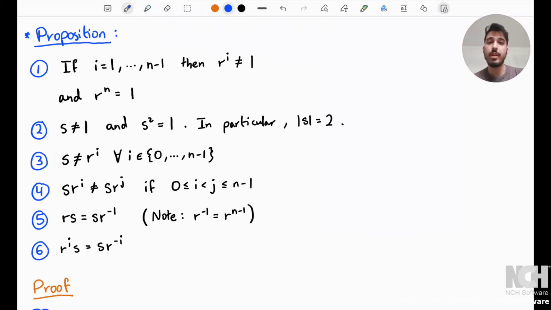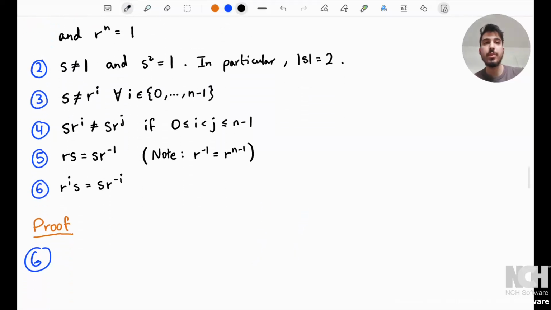The final part of the proposition says that R to the i S is equal to S R to the minus i. And to prove that, we simply need to use part 5 of the proposition. So let us use that. We will say R S is equal to S R to the minus 1. And all we need to do is multiply both sides of the equation by R from the left. So R, and we write R S, and we write S R minus 1.